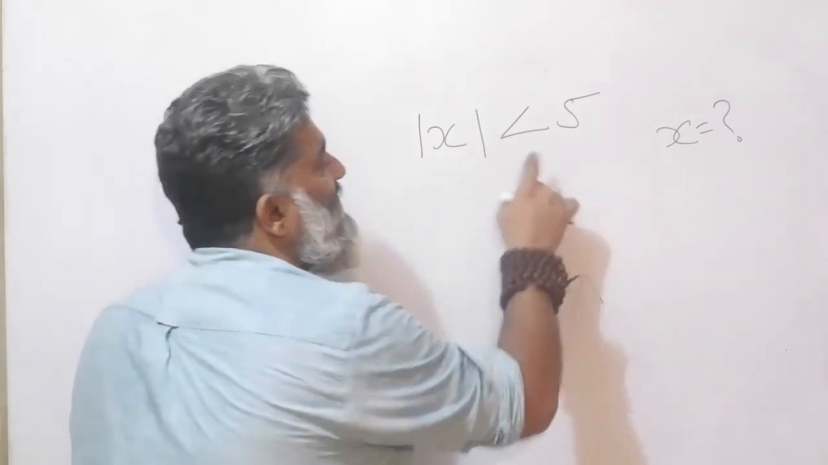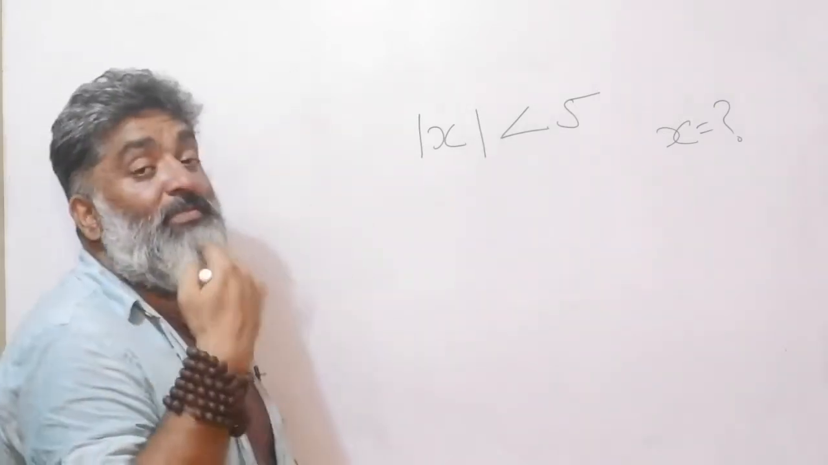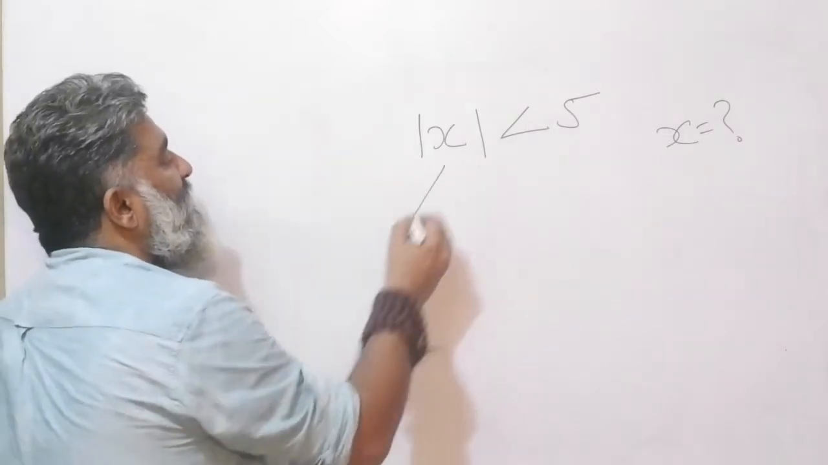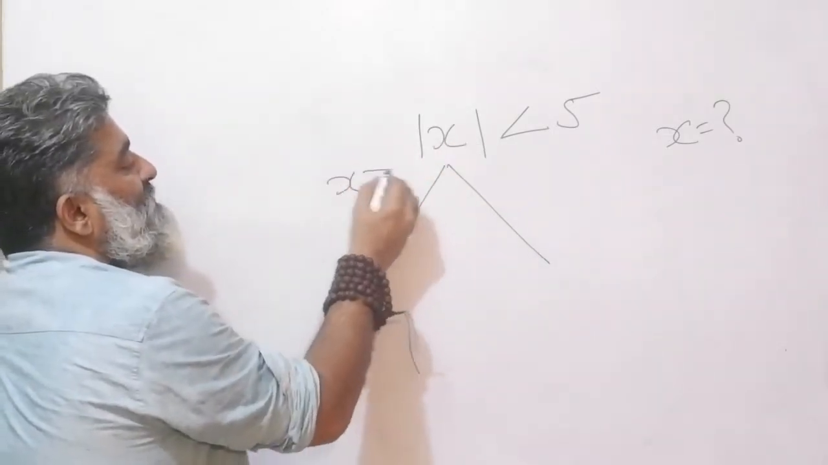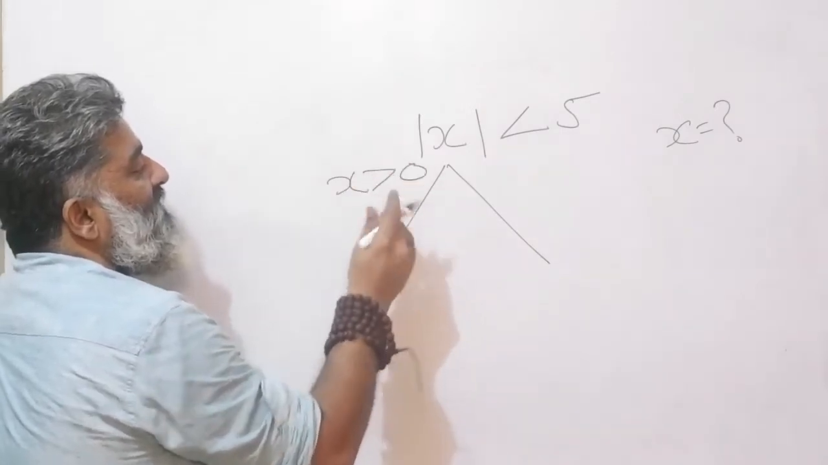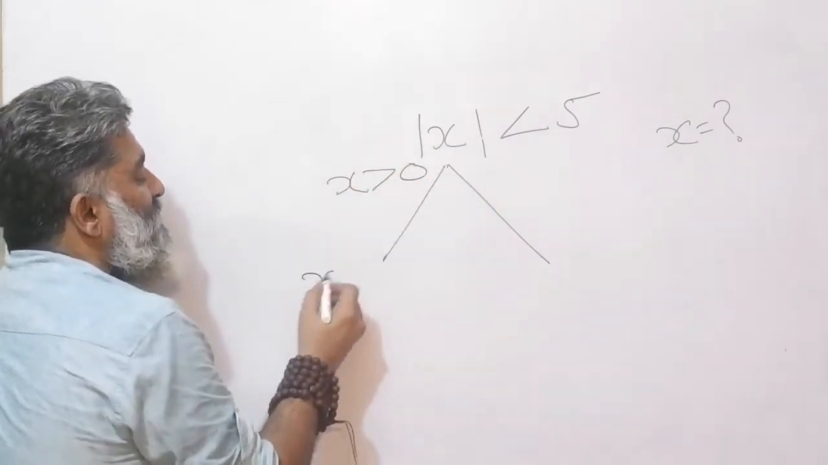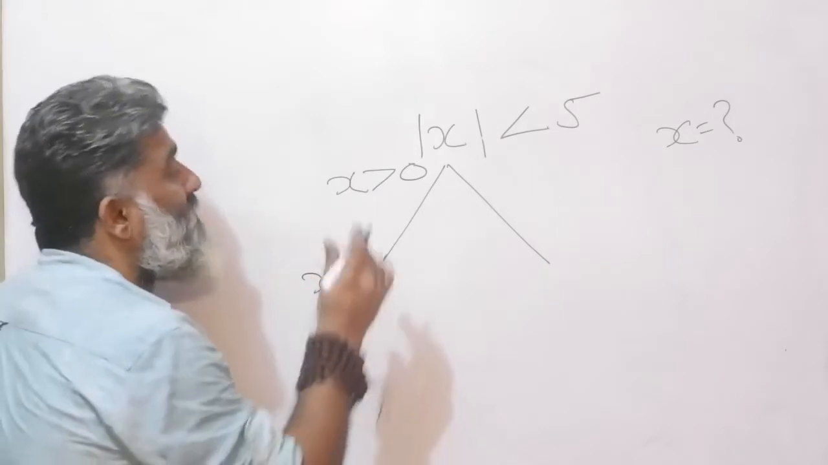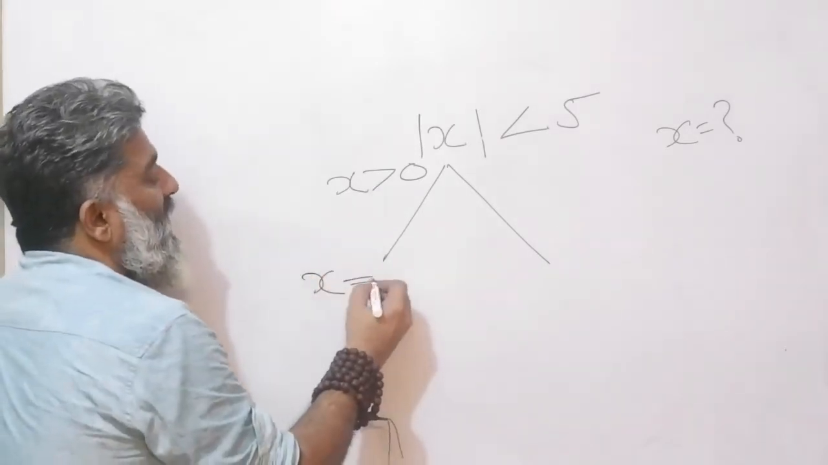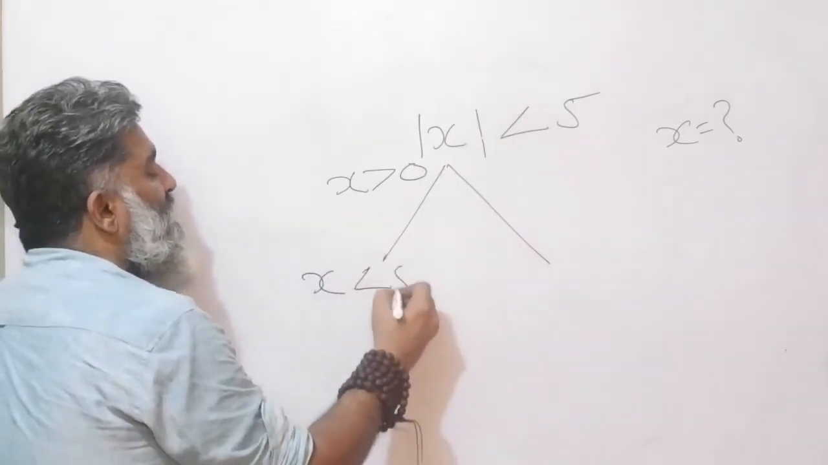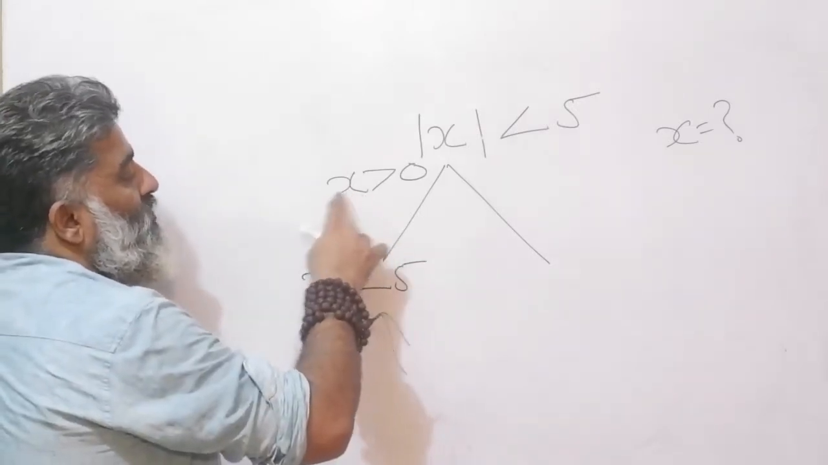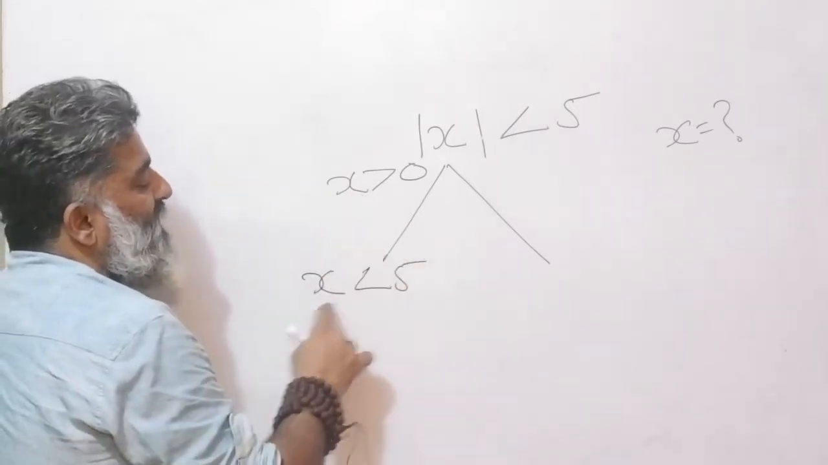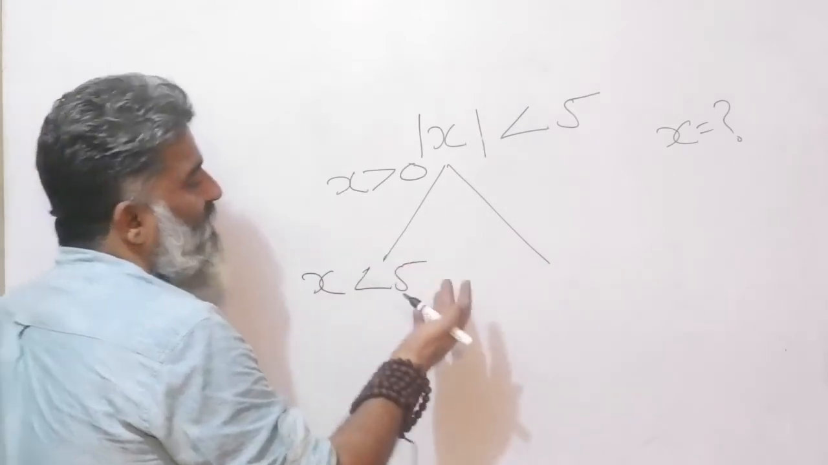So mod of x is less than 5. Let me start with our basic interpretation. I can create two stories out of this. When x is positive, when x is greater than 0, you just write a simple x. Go back to your day 1 modulus definition and copy the inequality just the way it is. So when x is greater than 0, or in the positive realm, x has to be less than 5. Okay, not a problem here.